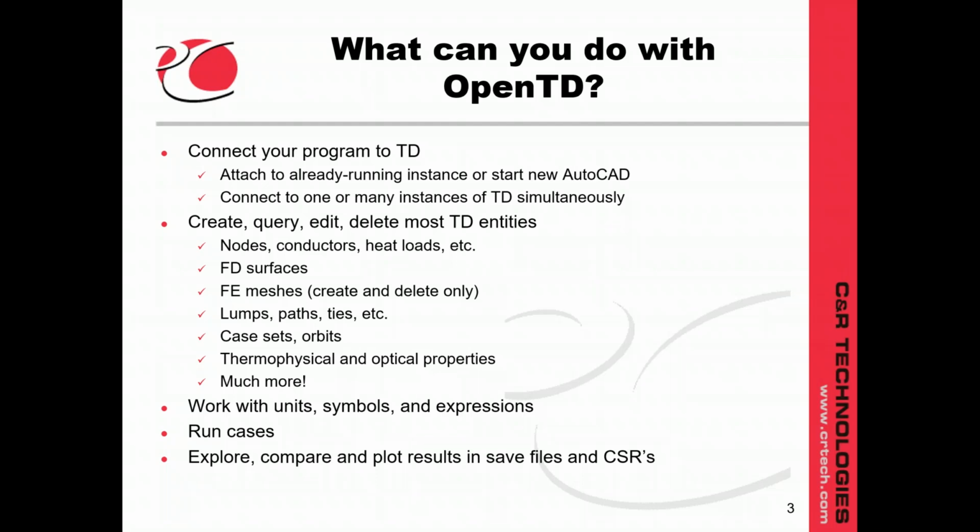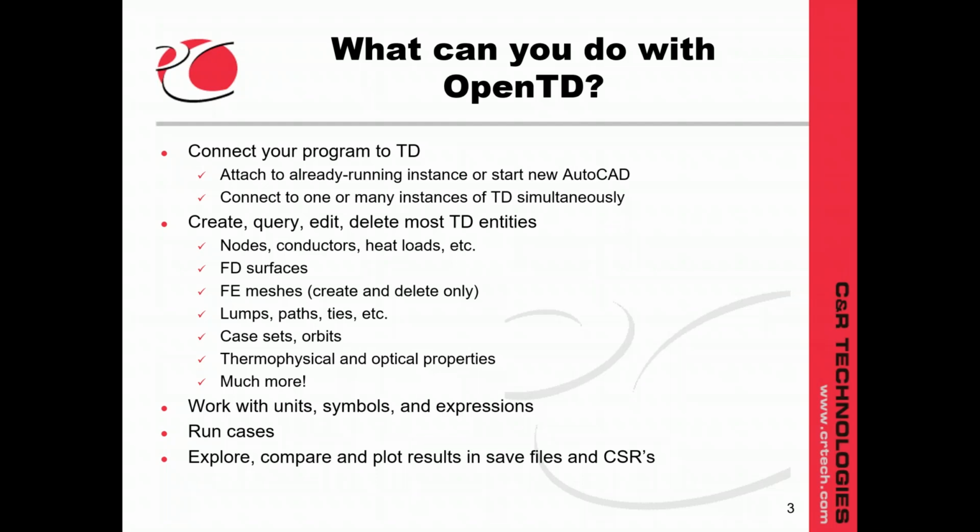Once you've connected to Thermal Desktop, you can create, query, edit, and delete most Thermal Desktop entities. Some examples are thermal network entities like nodes and conductors, finite difference surfaces, finite element meshes, although there's only limited support there in 6.1. You can create them and you can delete them, but you can't query or edit them. Almost all of FlowCAD, so lumps, paths, ties, F-ties, etc., case sets and orbits, thermophysical and optical properties, and many, many more things that I haven't listed here.